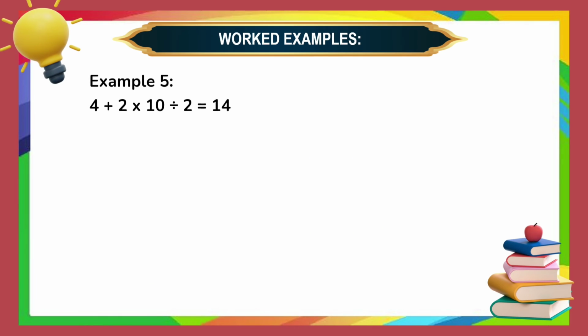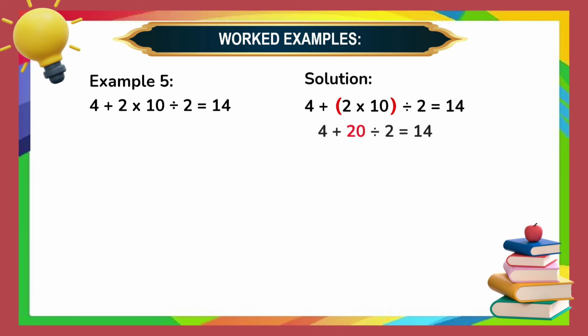For example number 5, we have 4 plus 2 times 10 divided by 2. The answer is 14. Again, you can apply the trial and error. So we're going to group first 2 times 10 to get 20, and then copy the rest of the digits. Then 20 divided by 2, as the rule says, the answer is 10. And then 4 plus 10 equals 14. Okay.